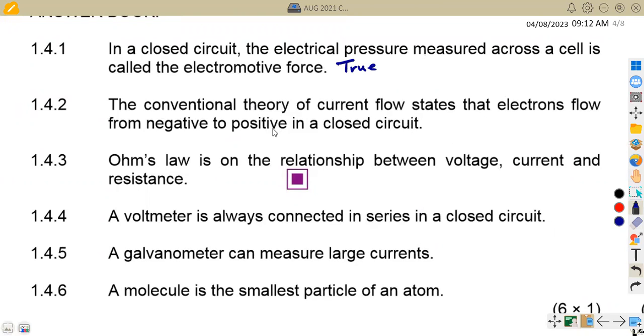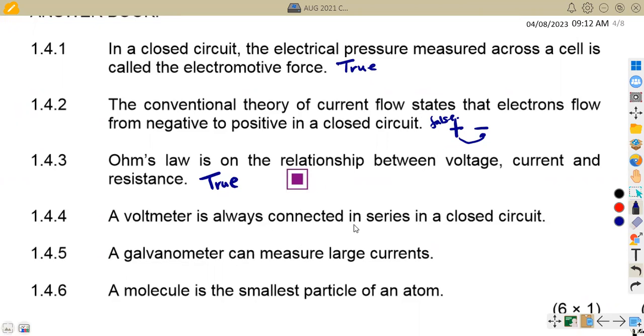The conventional theory of current flow states that the electron flow from negative to positive in a closed circuit. No, the flow is supposed to be from positive to negative in this case. So this is actually false. Ohm's law is a relationship between voltage, current, and the resistance. That's true. We saw this question before. It was a relationship between current, voltage, and also the resistance.